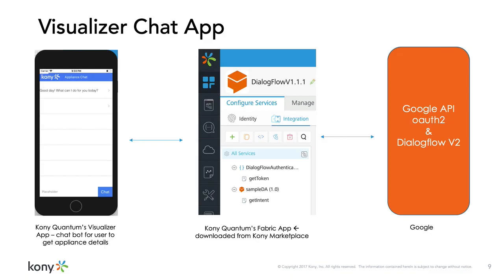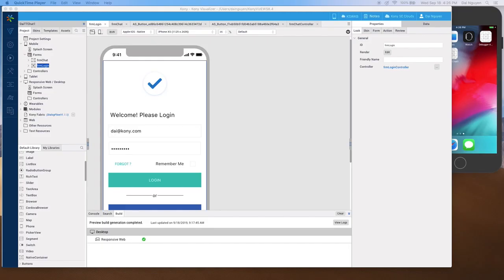Next, let's talk about how we put the native application together using Kony Visualizer. Okay, so this is Kony Visualizer.